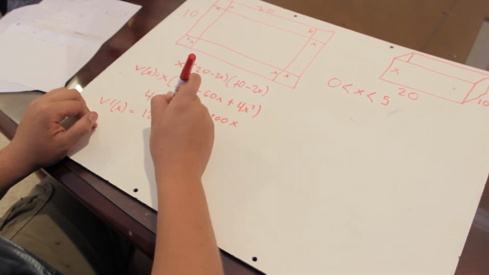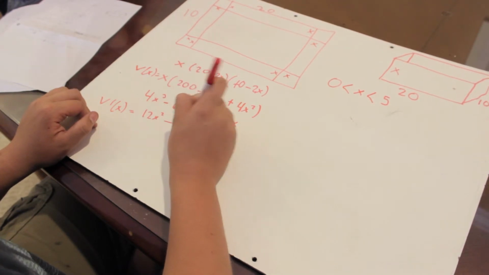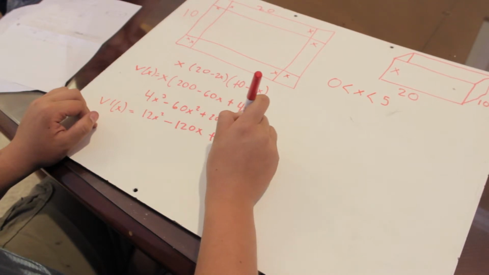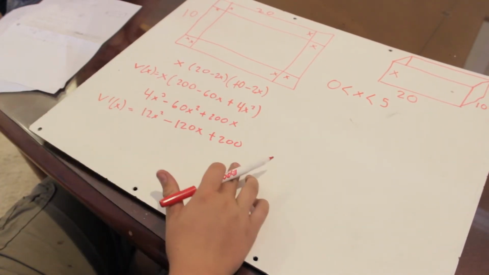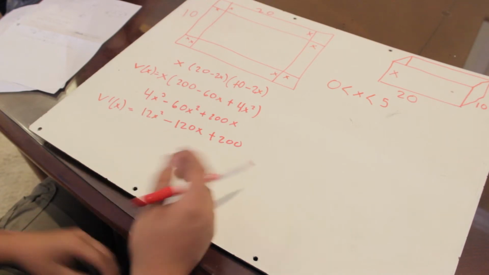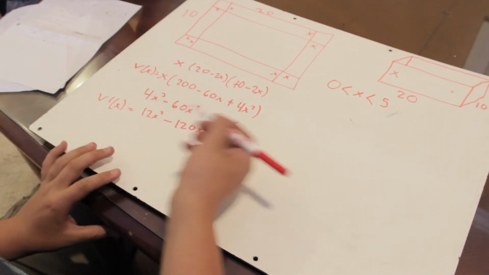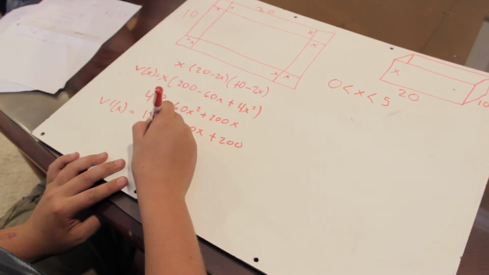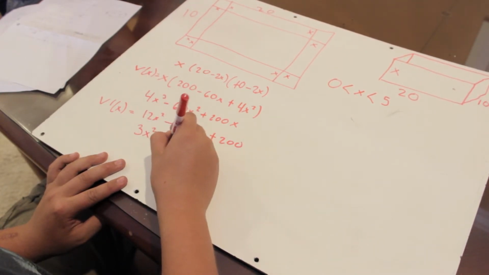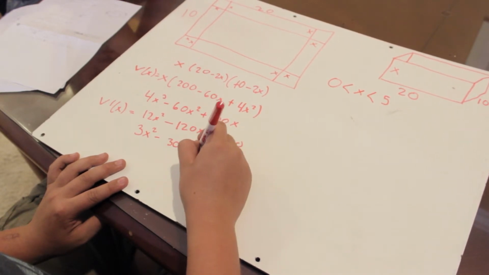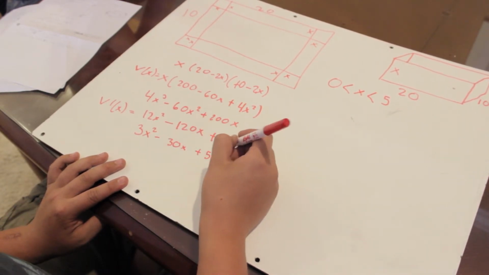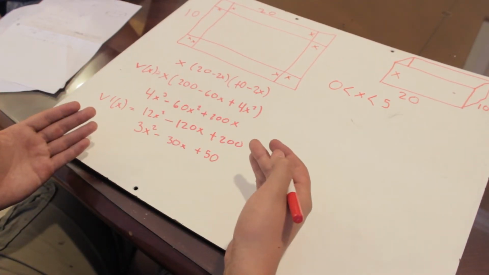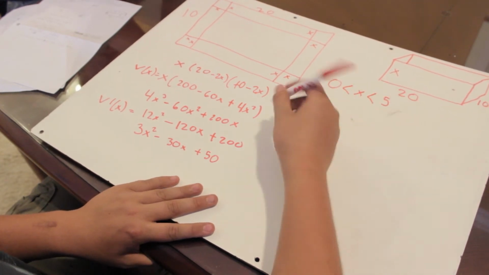12x squared minus 120x plus 200. So that's the derivative. And so we need to factor this out. We can simplify first by dividing everything by 4. So we find that it's 3x squared minus 30x plus 50. That's a lot better. We can't go any further, so we have to use the quadratic equation. Of course. And so we'll do this here.